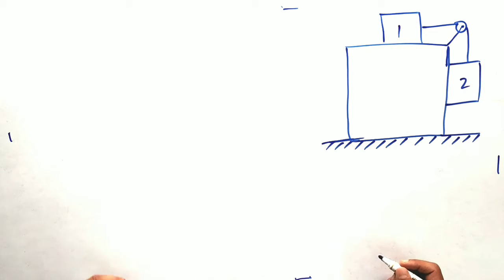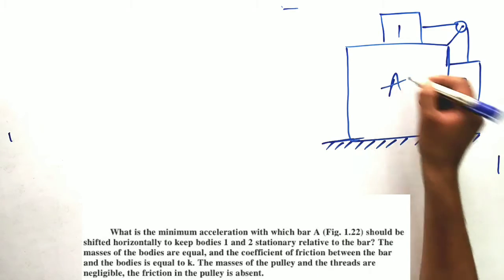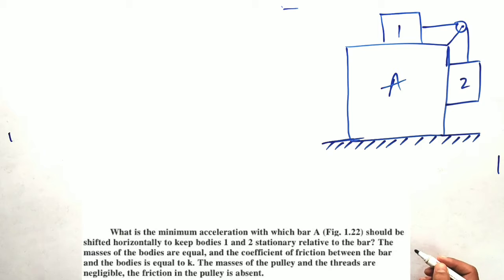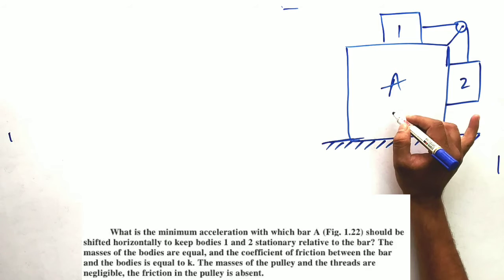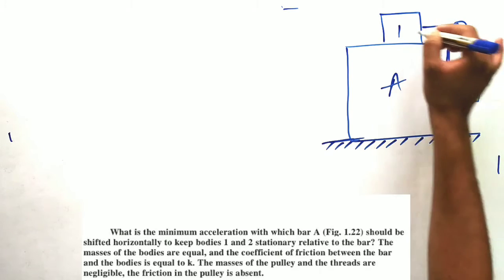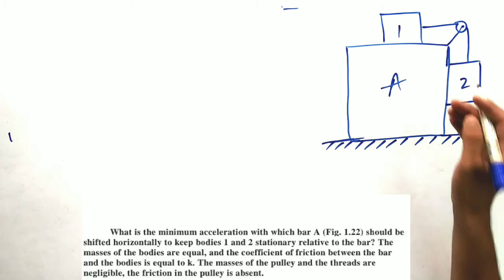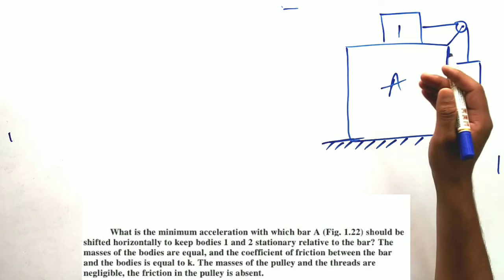Today we're going to look into another question from the chapter Kinematics. We're looking into pulley mass systems, and the question here is, what is the minimum acceleration of the block A so that the blocks 1 and 2 remain stationary with respect to A?